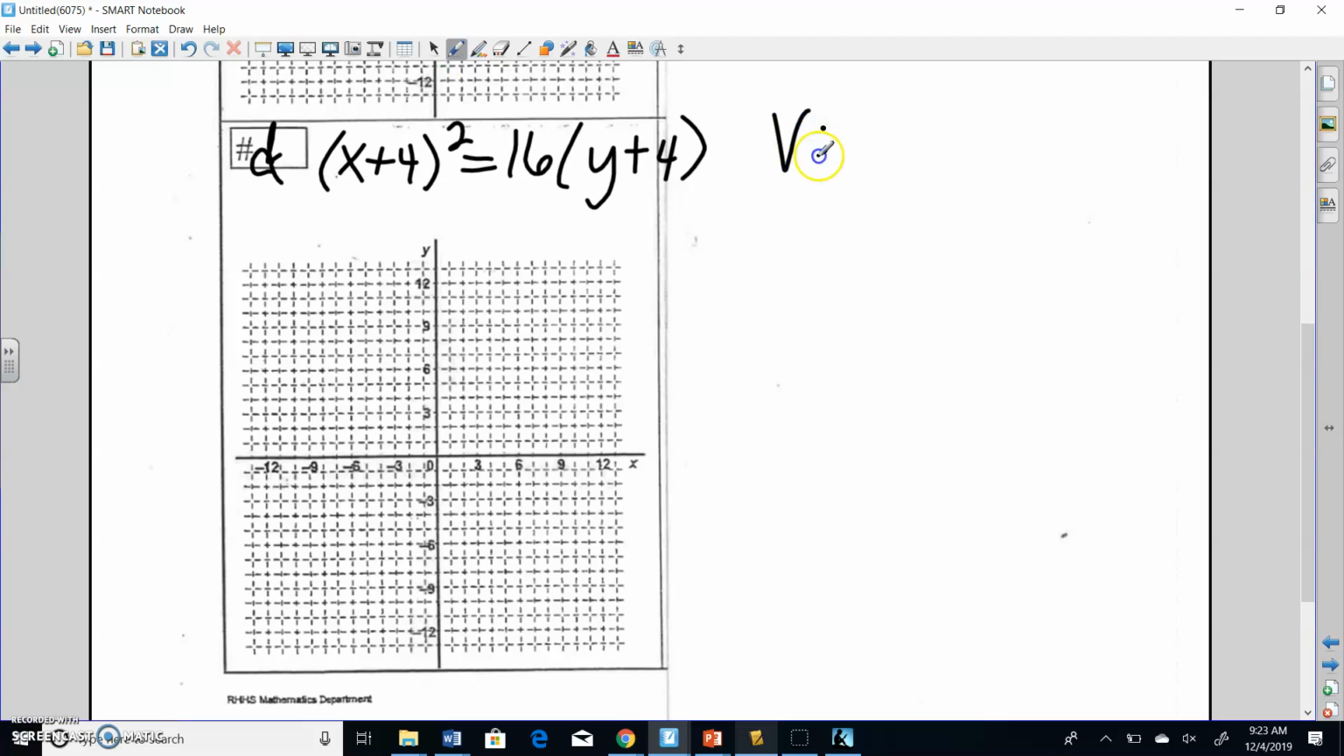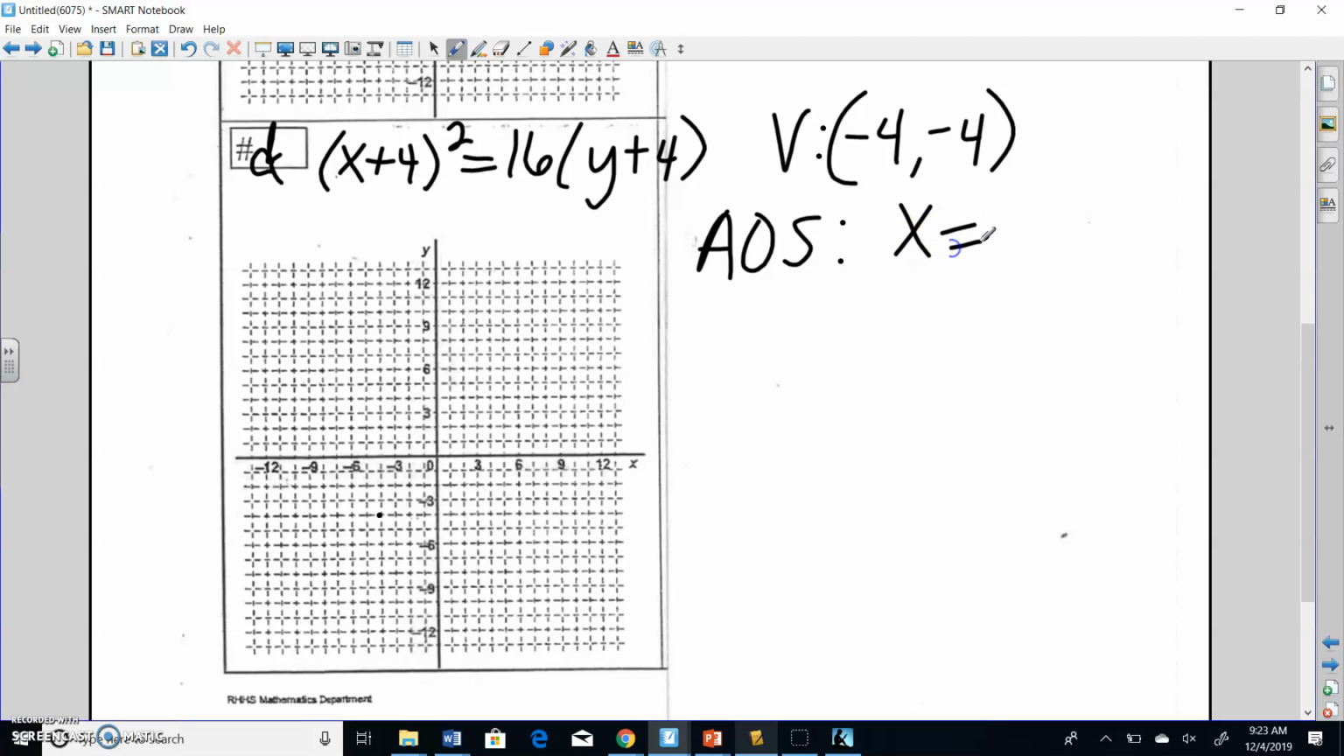Yes, that is correct. So let's plot the point negative 4, negative 4. What is our axis of symmetry? Anna, what's our axis of symmetry? X equals negative 4. So I'm going to plot that. It's vertical, remember.